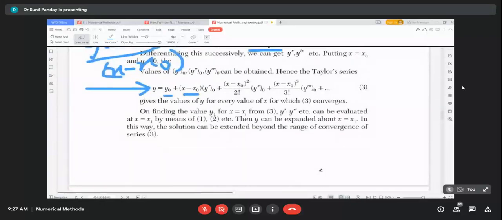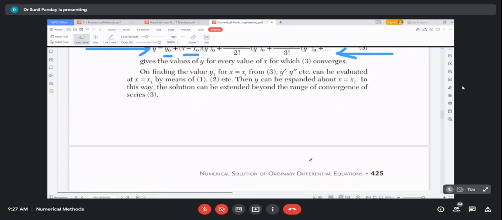Then we actually terminate this Taylor series expansion. If we terminate here, then we say it's a second order method, and if we terminate here, then we say it's a first order method. So depending on the number of terms we are considering in the Taylor series method, different methods of different orders will be generated.